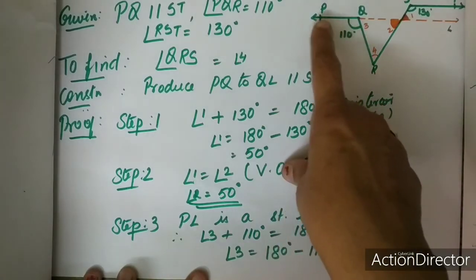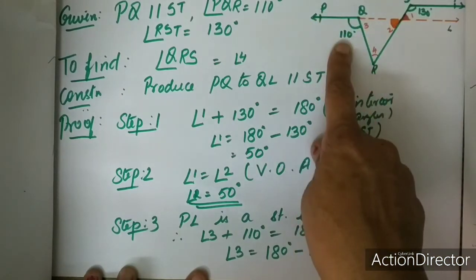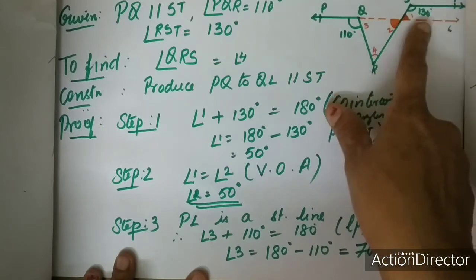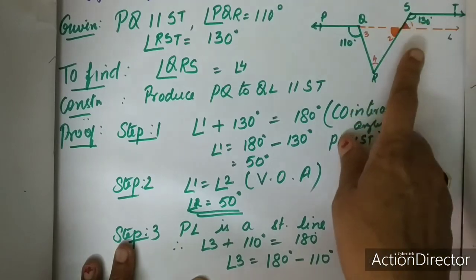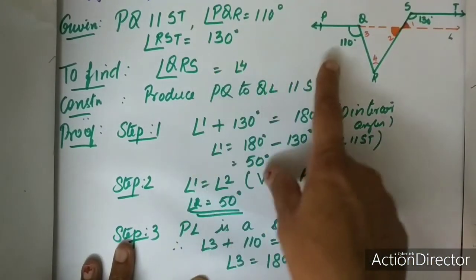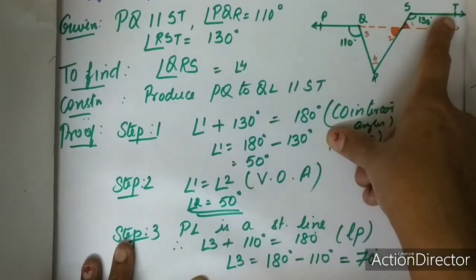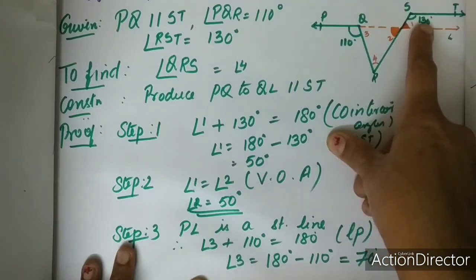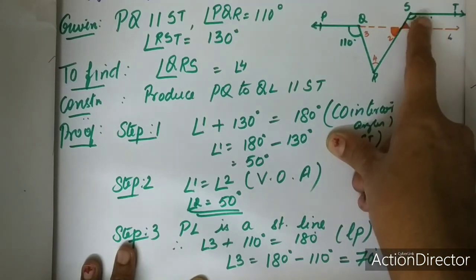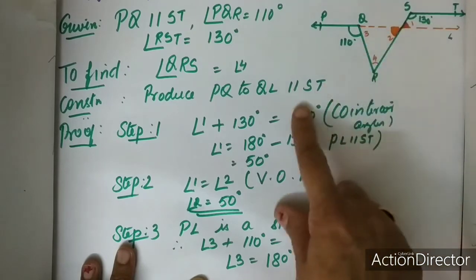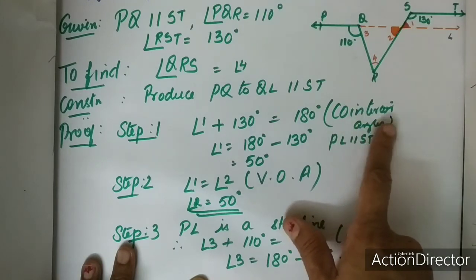So I explain you once again. It is given in the question PQ is parallel to ST and this PQR is given as 110 degree and RST is given as 130 degree. You are asked to find QRS. So whatever the information is given, first you write. Our construction will be, we are going to produce this line PQ to QL parallel to ST. So if you are going to observe this angle 1 and 130 degree, as these two lines are parallel over here, they are forming the co-interior angles. So angle 1 plus 130 degree will be equal to 180 degree. So angle 1 will be equal to 50 degree. So you have to write the reason over here as co-interior angles.